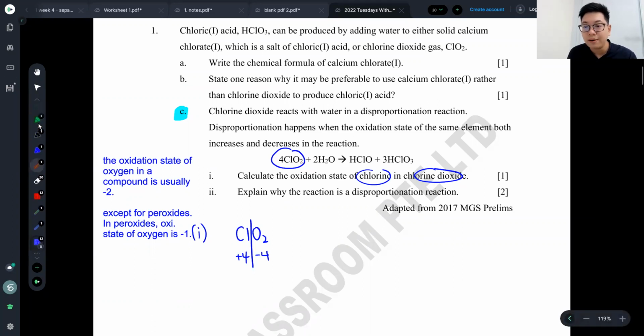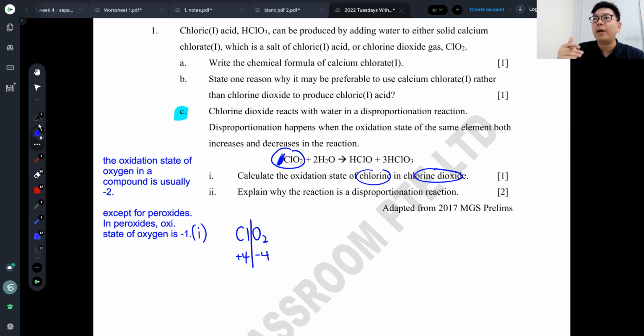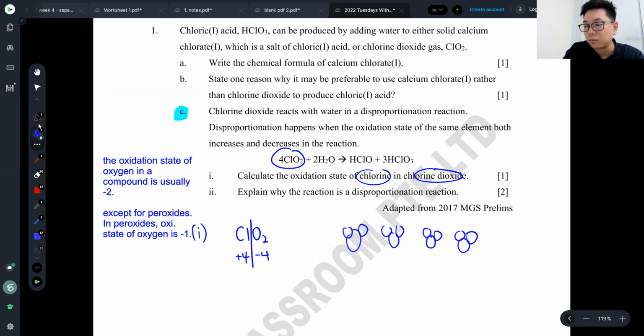We ignore the 4. So bear in mind, when you do redox, we do not look at the number in front. The number in front is just used to balance the equation. It's for mole calculation only. Later on when we do enthalpy change, we also need the number in front. But for now, we are calculating the charge of each atom. So we don't look at the number in front. Even if you wanted to consider it, you have four ClO2s. In other words, ClO2, ClO2, ClO2, ClO2. Do you need to consider all four? No, we just look at one single ClO2. So ignore the coefficient.